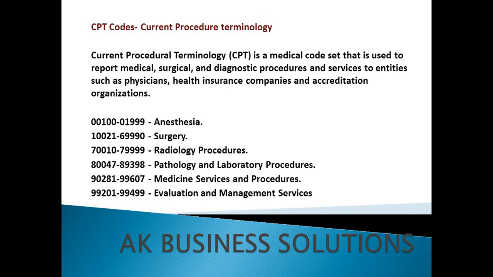The third one is 70010 to 79999. It's radiology procedures. All chest x-ray, CT scan, MRI, PET scan, nuclear medicine, all those services come under this particular code category. The next one is pathology and laboratory procedures. All lab tests, urine tests, blood tests come under the 80047 to 89398 code series.